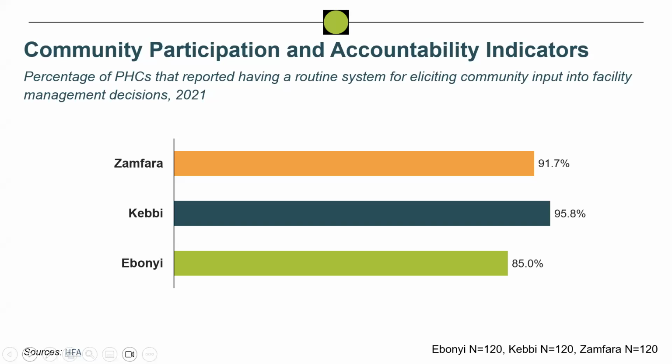One of the indicators that we looked at for the community participation and accountability domain was the percentage of primary health centers that reported having a routine system for eliciting community input into facility management decisions. In 2021, most primary health centers reported having such a system in all three states, but the percentage was highest in KEBI and lowest in Ebonyi. In the second half of this presentation, Tori will discuss the organizational network indicators we also use in this domain, with a more innovative approach. Next slide.